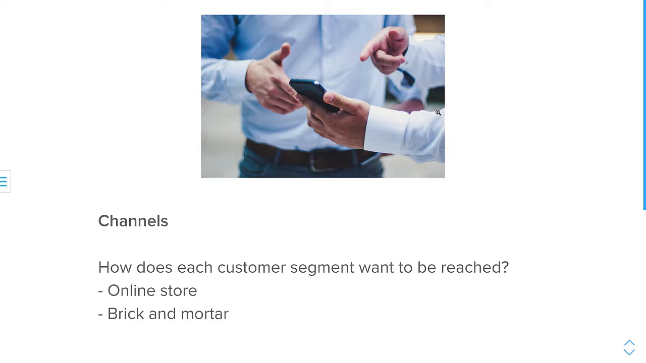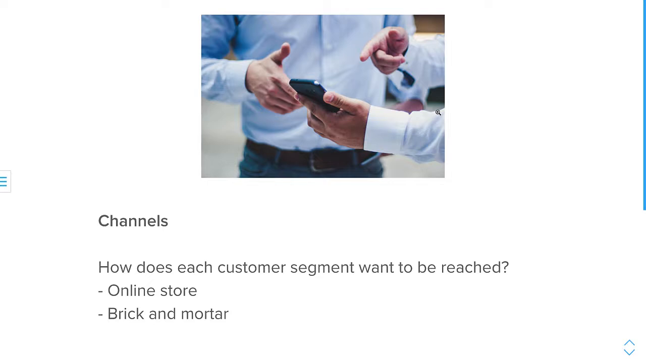Again, if your customer segment is used to online stores, or they just do online and they want subscription based, then you have to make sure you have a really good online presence, an online store, and that it's laid out carefully. Because if your customer segment is all about the online store and subscriptions, what's the point of spending millions or hundreds of thousands of dollars on a brick and mortar store when your customer doesn't want to walk into one?